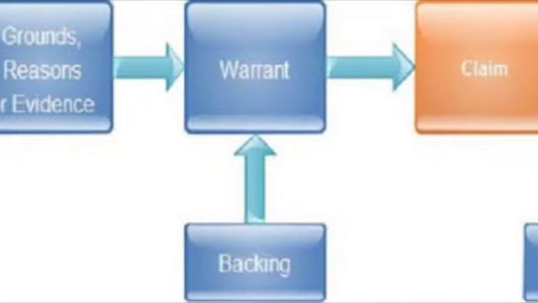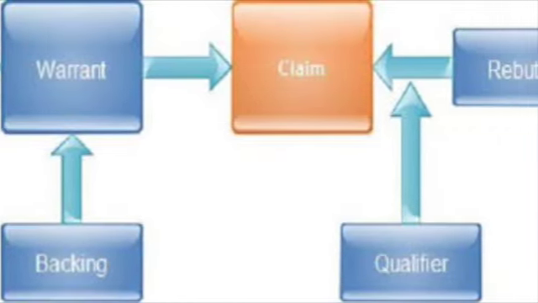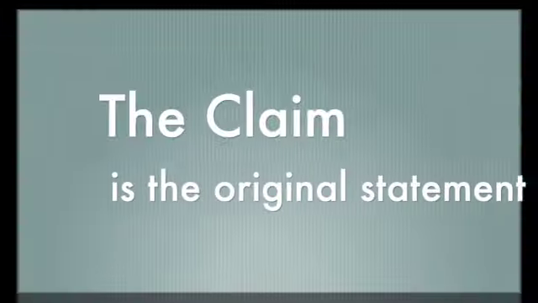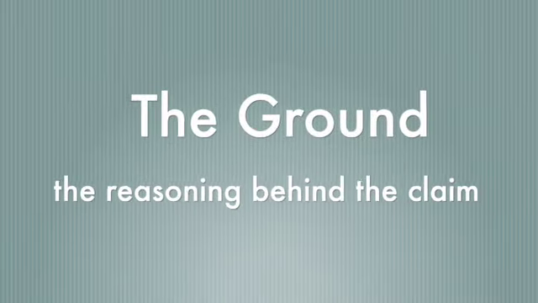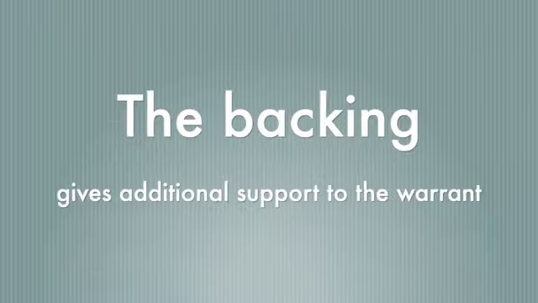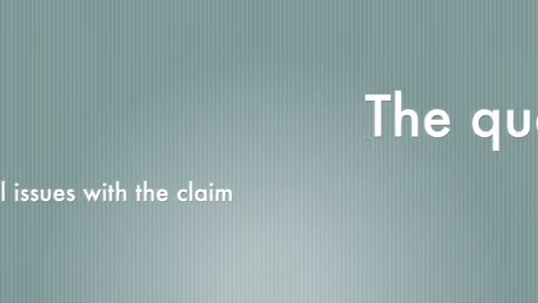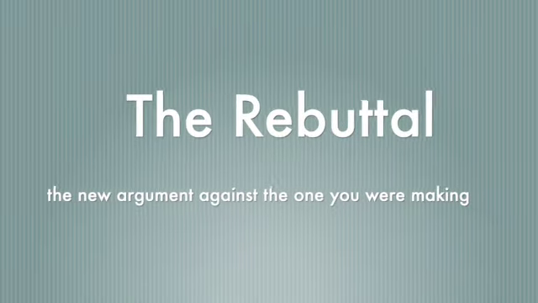English philosopher and logician. Toulmin introduced a model that identified the parts of an argument as claim, ground, warrant, backing, qualifier, and rebuttal. The claim is the original statement, the ground is the reasoning behind the claim, the warrant justifies the claim, the backing gives additional support to the warrant, the qualifier identifies potential issues with the claim, and the rebuttal is the new argument against the one you were making.